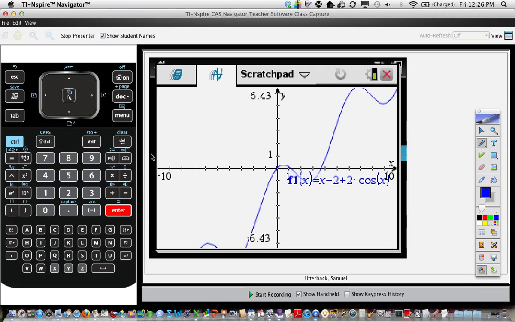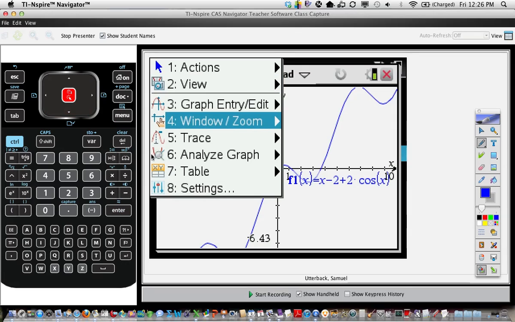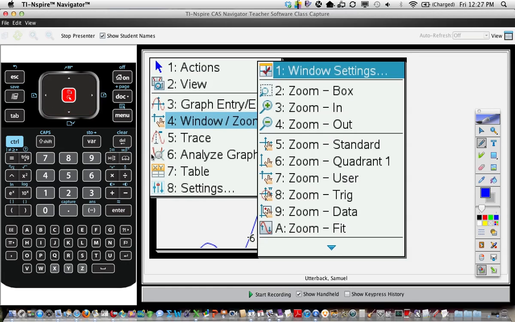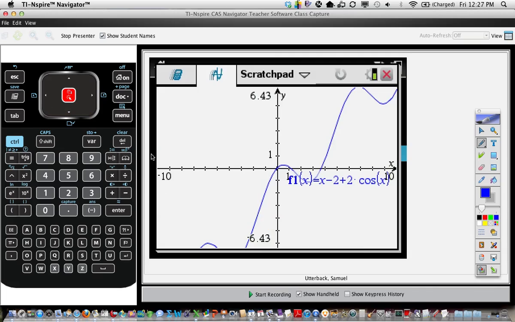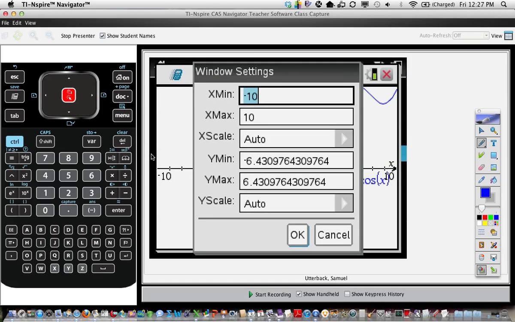Now, this graph happens to kind of show up in here. If you're doing it on yours, your window may be a little different than this. Let me show you something that is real useful in calculus. Most of the time, we're given a domain to look at on a function. And in this particular problem, they said from -5 to 5. So go into your window, under the menu, the window and the window settings, and put in your x min and max of -5 and 5, and then hit OK or enter.